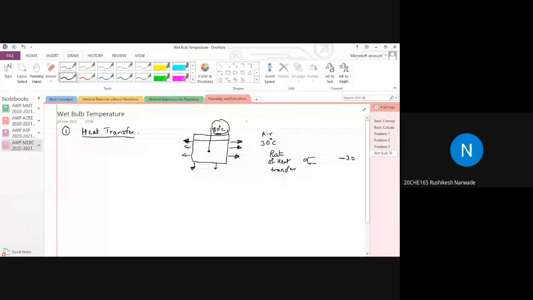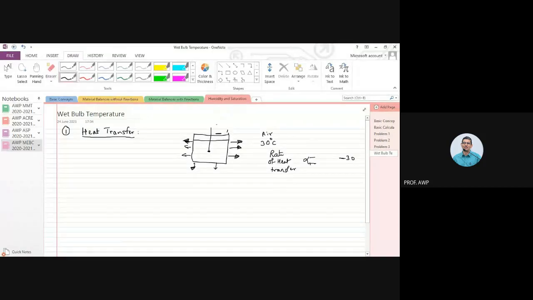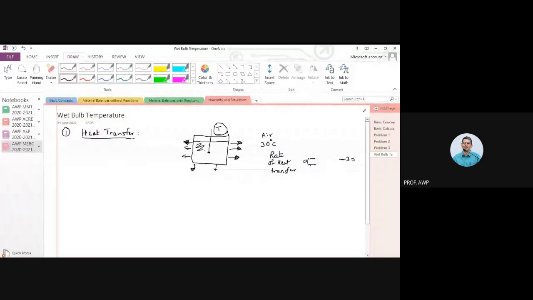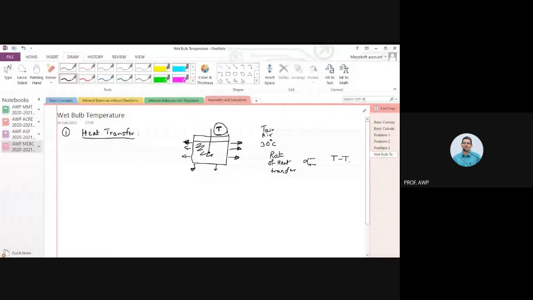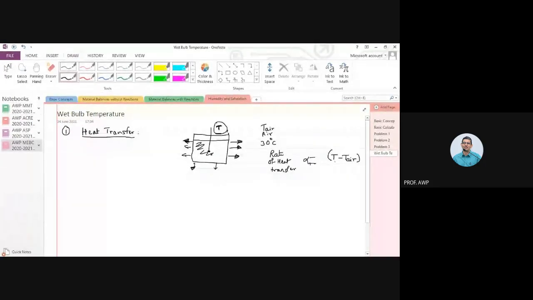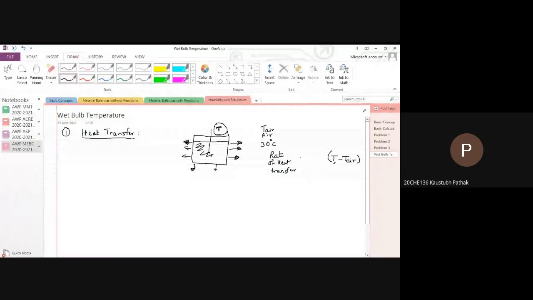Yes, sir. So now if I say that the water is at a temperature T and the air is at a temperature T air, the rate of heat transfer from this beaker to the air will be proportional to T minus T air, and this T will keep on falling. Do you agree with that? Yes, sir.